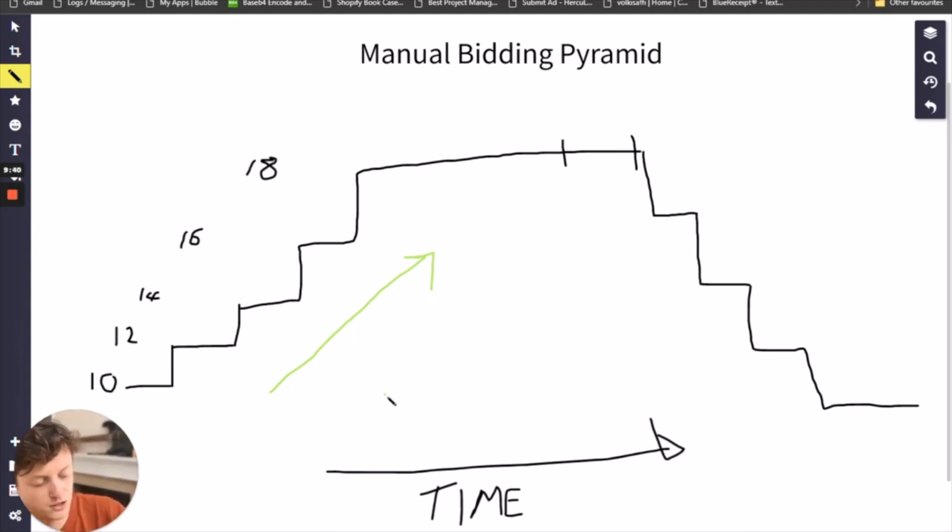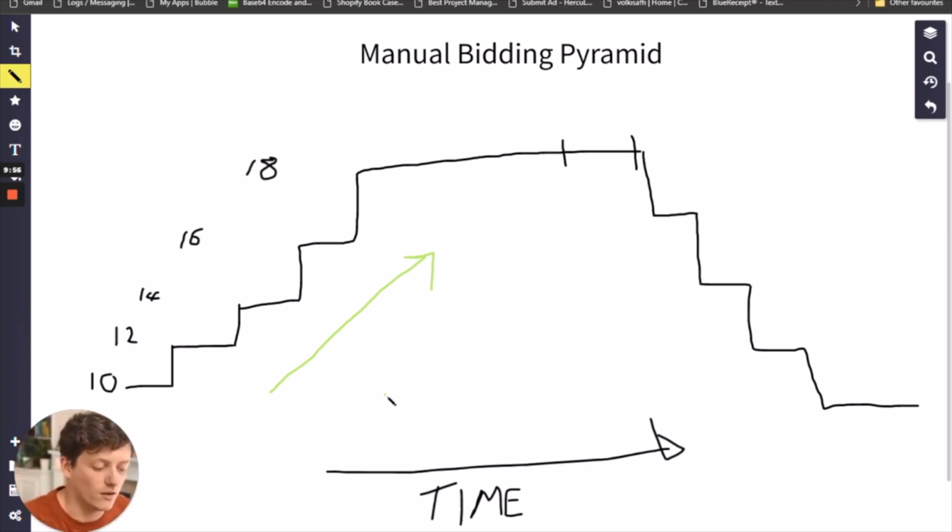We don't want to be spending too much. If we had a $2,000 a day budget on that ad group and we had a $18 cost cap, we're not going to spend $2,000 a day. We're going to spend something around 10 to 20% of that, so around $200 to $400.